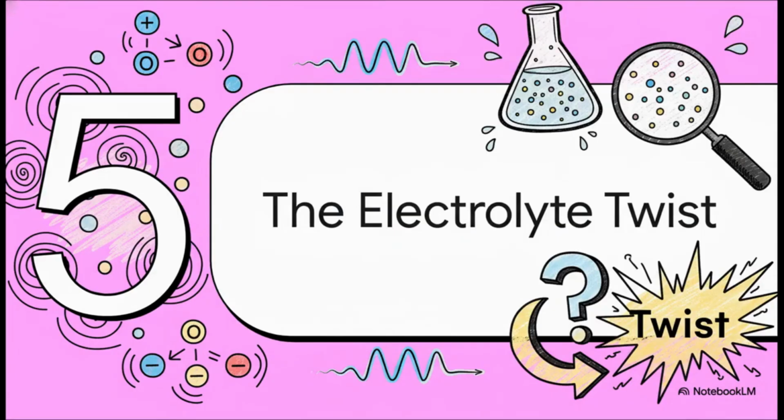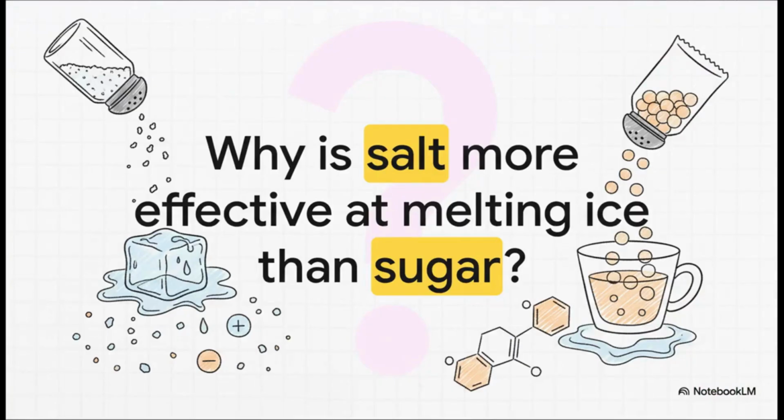But just when you think you've got all the rules figured out, there's a plot twist. It turns out not all solutes play by the same rules, and some have a much more powerful effect than others. Okay, so here's the puzzle. If these colligative properties only depend on the number of particles, why is salt so much better at melting ice than sugar is, even if you add the exact same number of moles of each? What's going on there? The answer is all about what happens to them the moment they hit the water.